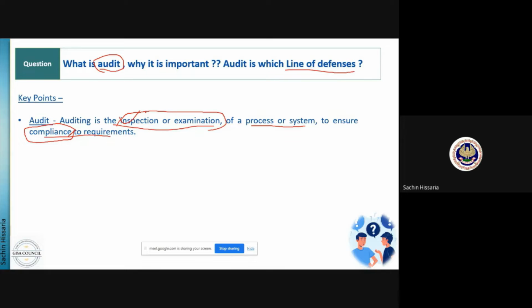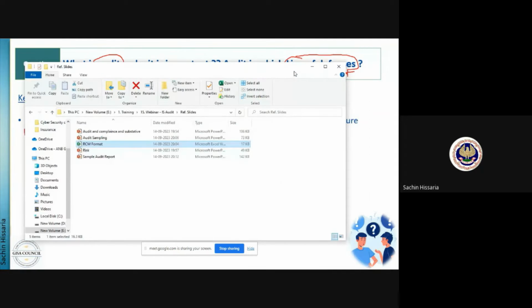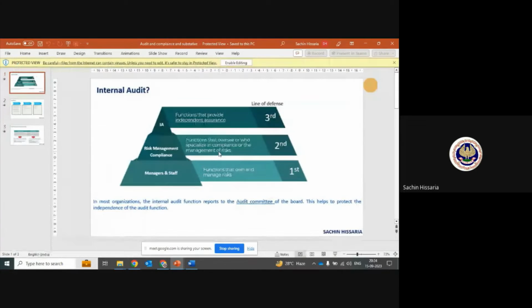Now, suppose somebody asks you why audit is important. While answering this question, you need to highlight the line of defense concept. Some of you might already be aware that audit is the third line of defense. But what are the other two lines of defense? We should know this. So I will tell you what the three lines of defense generally are. Let me open this slide.